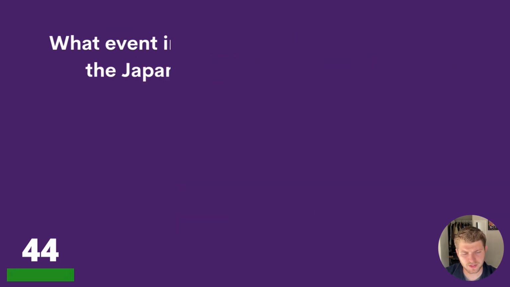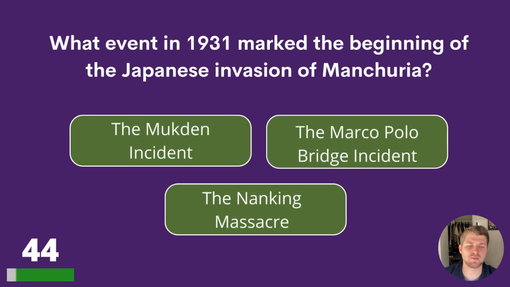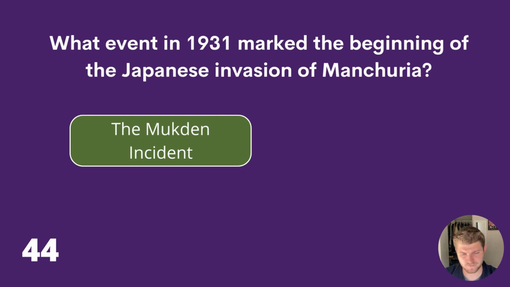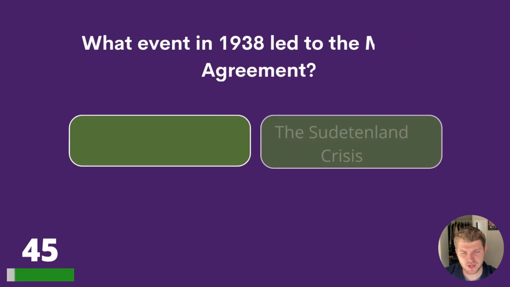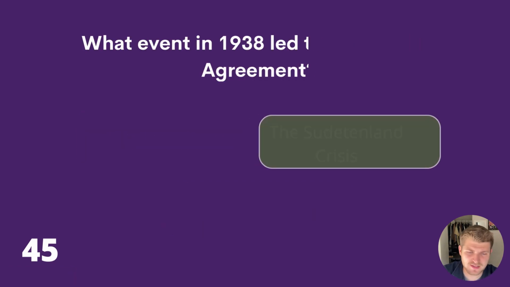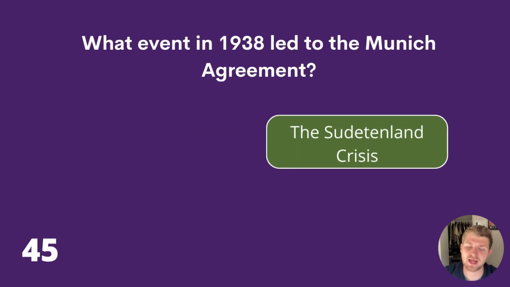Question 44. What event in 1931 marked the beginning of the Japanese invasion of Manchuria? The Mukden Incident, the Marco Polo Bridge Incident, or the Nanking Massacre? The answer is the Mukden Incident. 45. What event in 1938 led to the Munich Agreement? Was it the Anschluss, the Sudetenland Crisis, or the Reichstag Fire? Apologies for mispronunciation on any of those answers, but the correct answer is the Sudetenland Crisis.